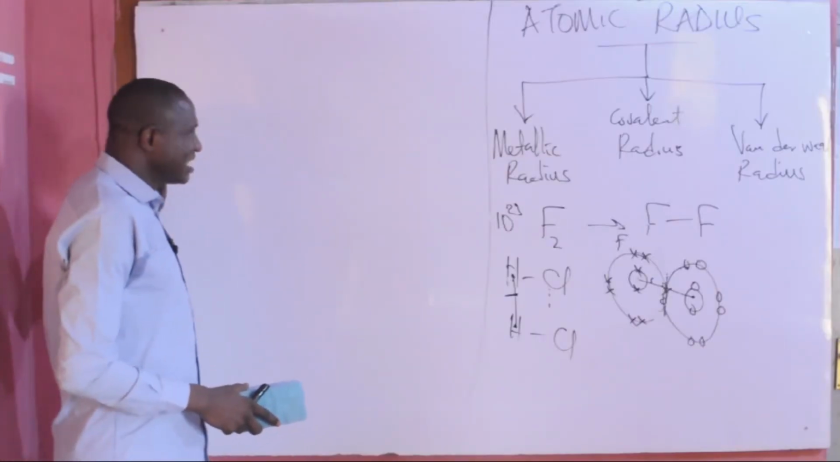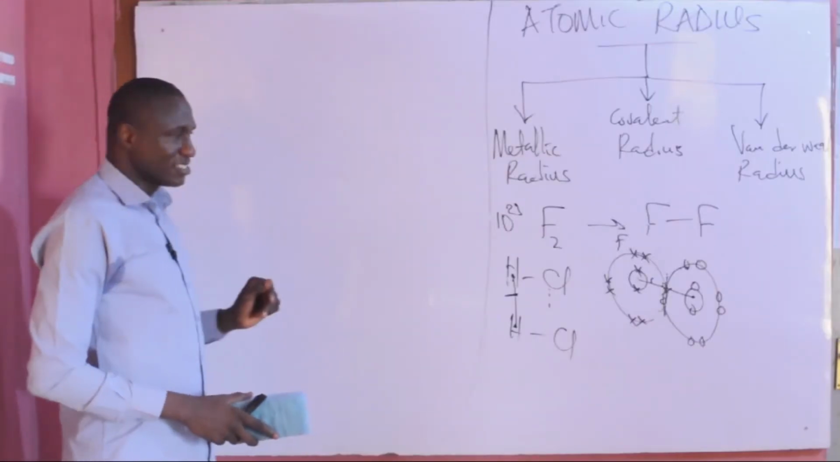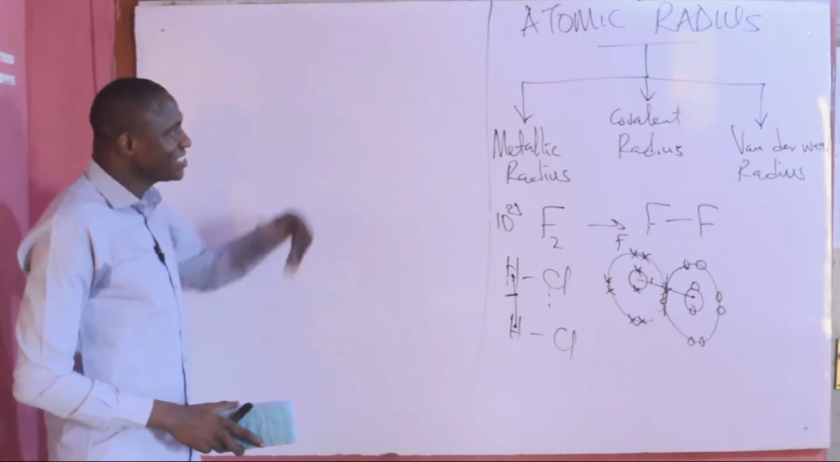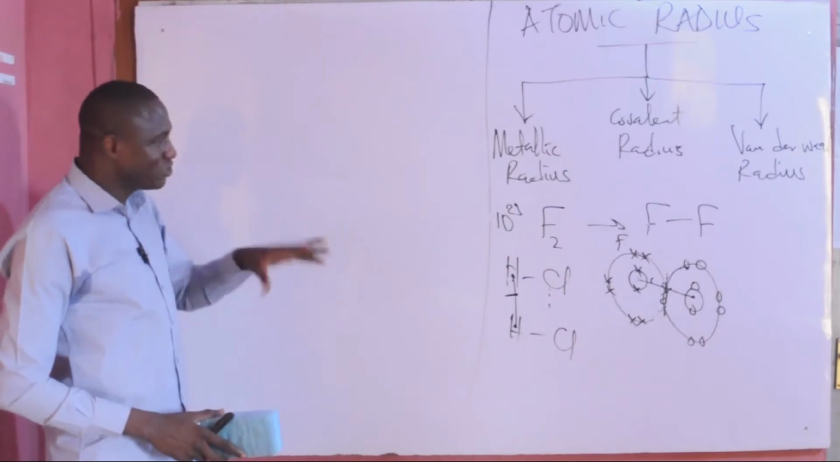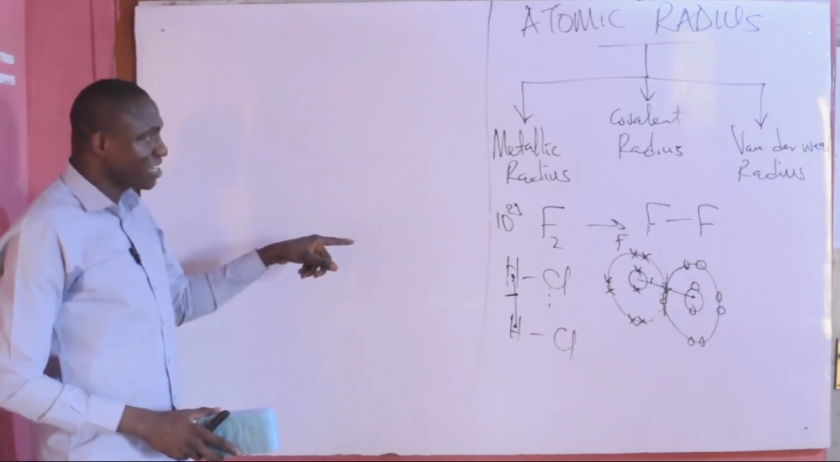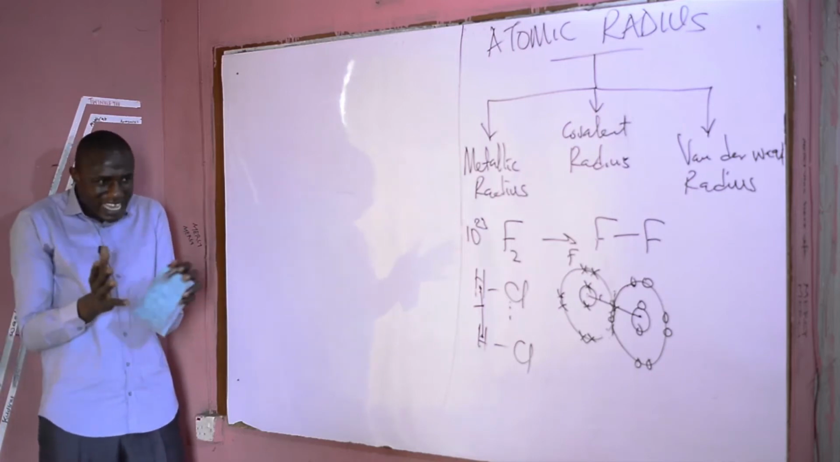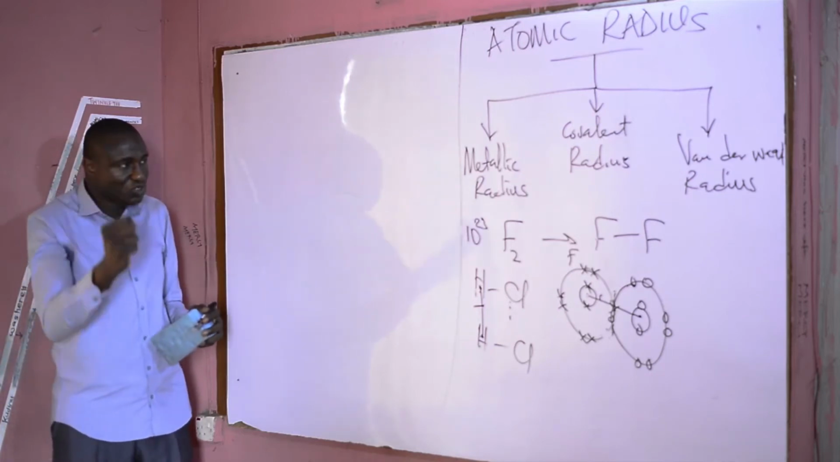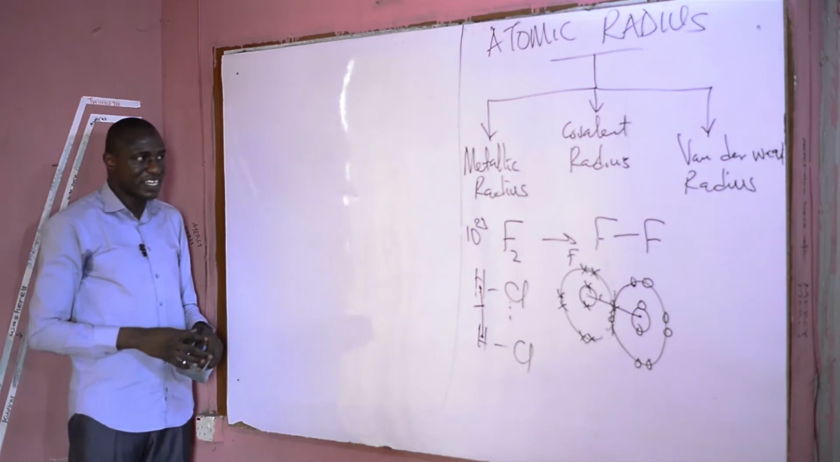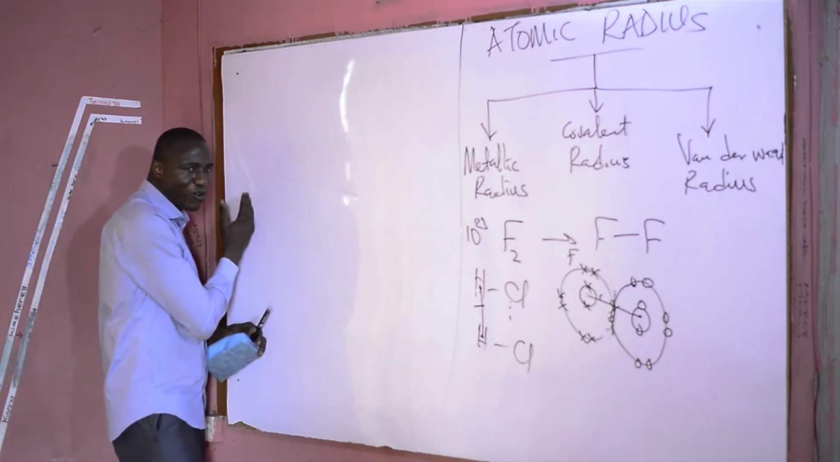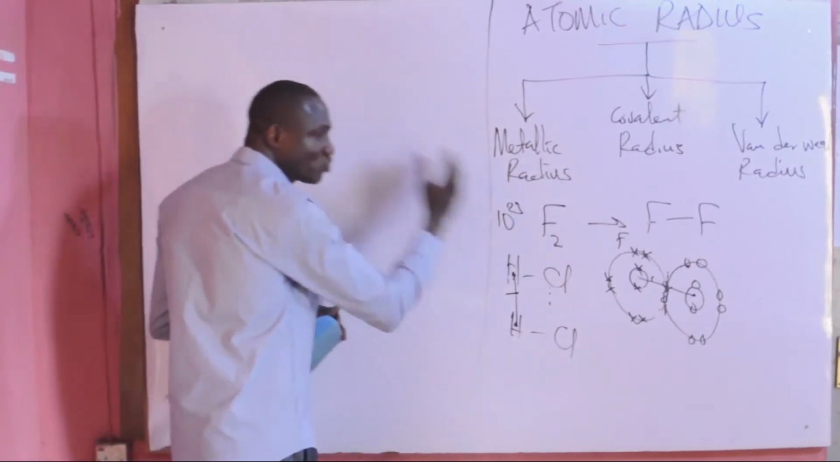Across the period, there is an increase in nuclear charge and an increase in atomic number. Likewise, the electrostatic force of attraction between the nucleus and the electron outside it increases. So in that case, the atom gets smaller in size because of the stronger electrostatic force of attraction. So atomic radius tends to decrease generally across the period from left to right.